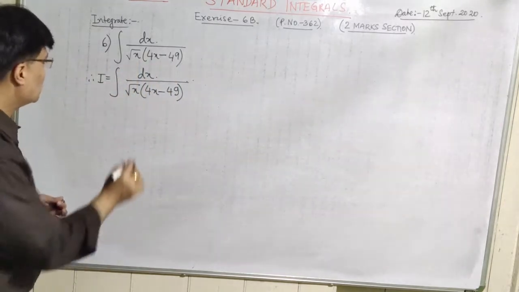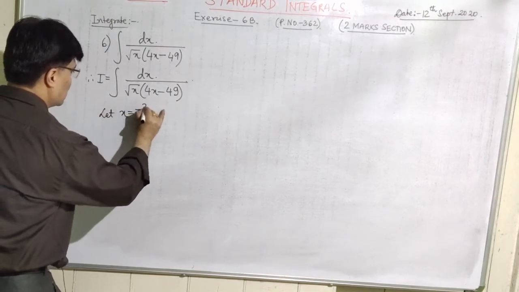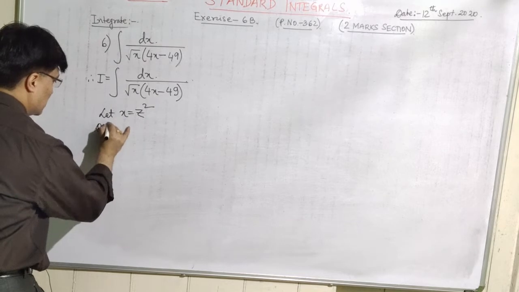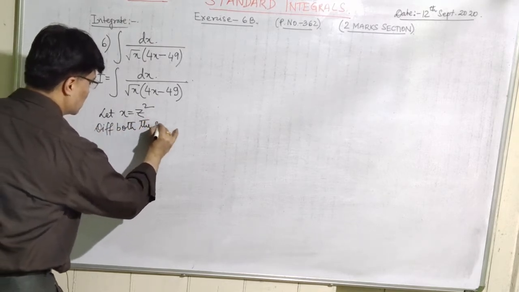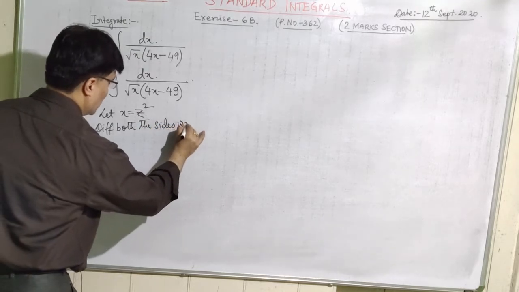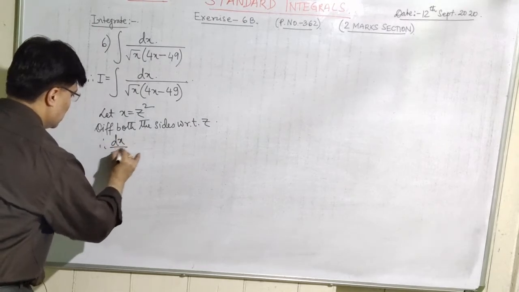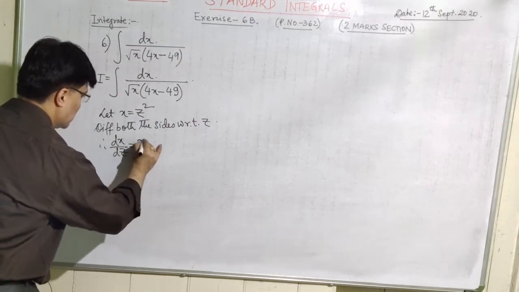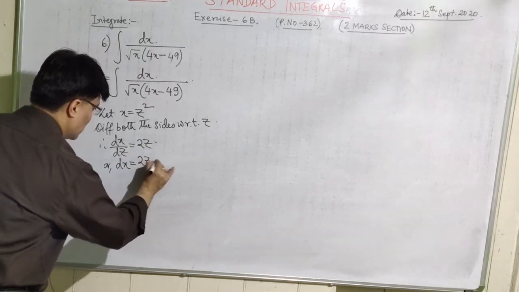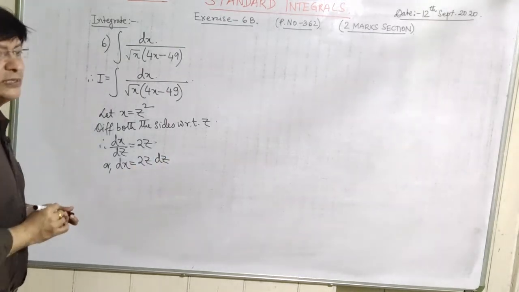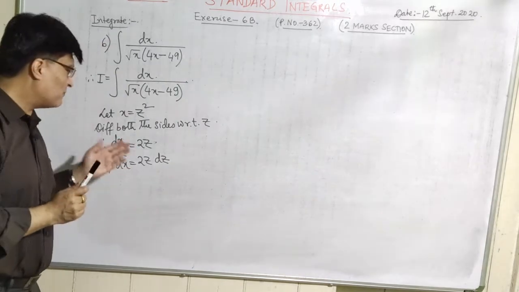Okay, so let us put x is equal to z square. Let x is equal to z square. So let us write, differentiating both the sides with respect to z. Therefore dx by dz is equal to 2z, or dx is equal to 2z dz. So we have got the value for dx, right? So let us put these values in I.